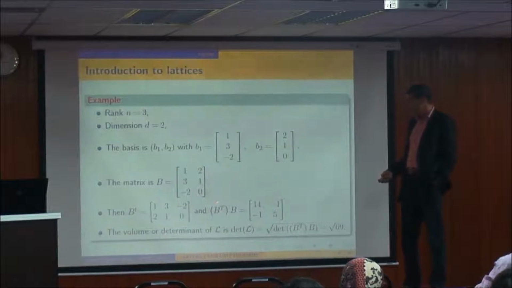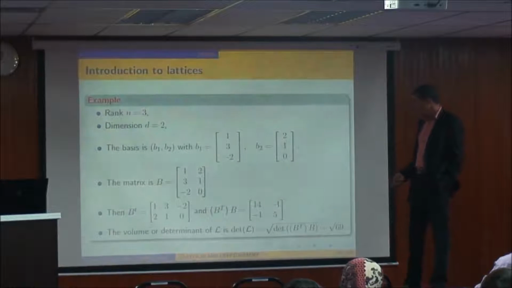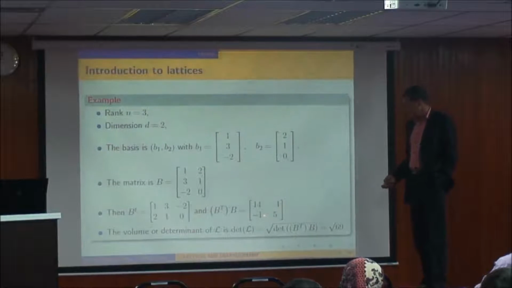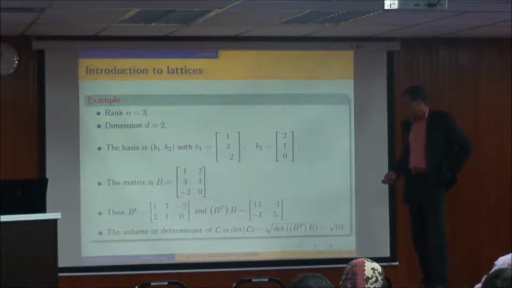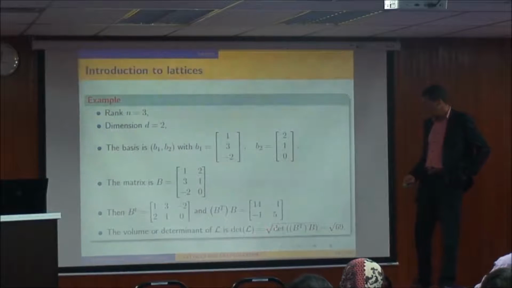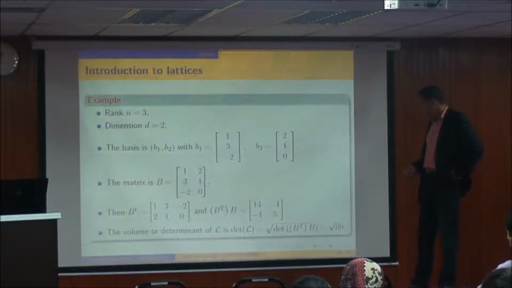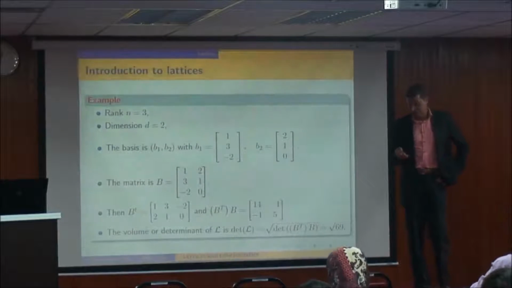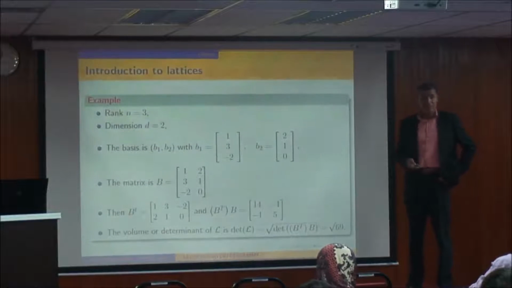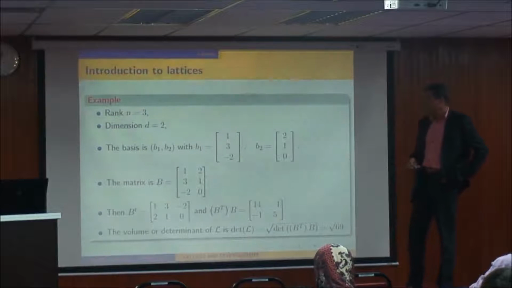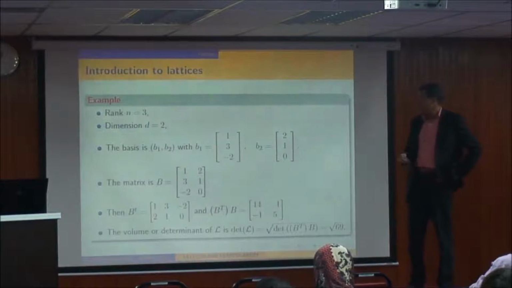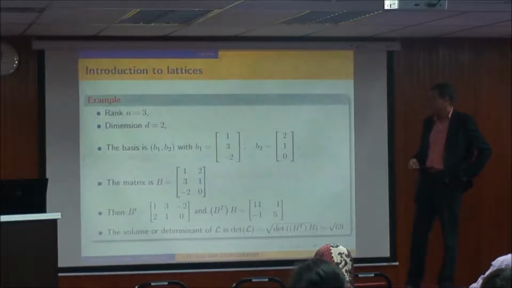The product of B^T times B will be this square matrix, and the determinant of this square matrix can be computed easily. And in this equation, you can find that the determinant of the lattice is simply the square root of this product, and it will be the square root of 69. So this is a very important definition for lattices, because we will use the determinant of a lattice in many properties and theorems.